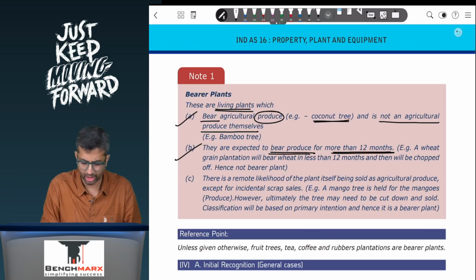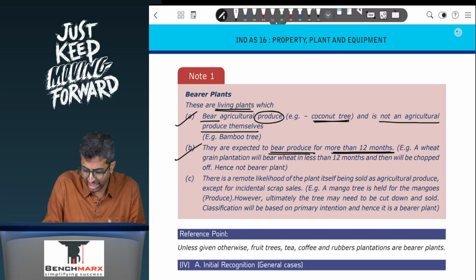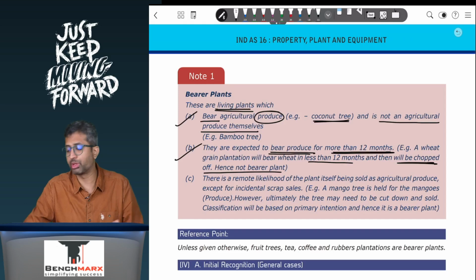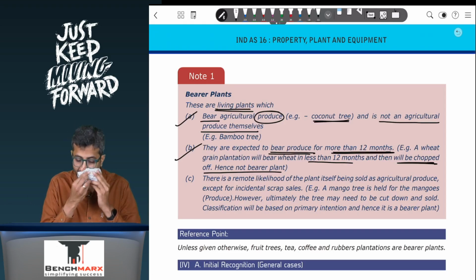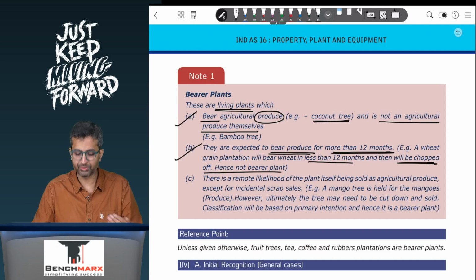Like a wheat grain plantation will bear wheat for less than 12 months and hence it will be chopped off after that. So it cannot be a bearer plant because if it is a bearer plant covered under Ind AS 16, it has to have a life of more than 12 months. So if it has a life of less than 12 months, then we will not cover it under Ind AS 16, we will take it under Ind AS 41 only.